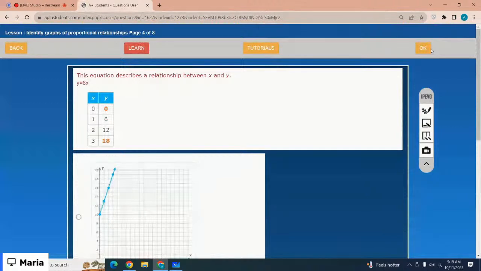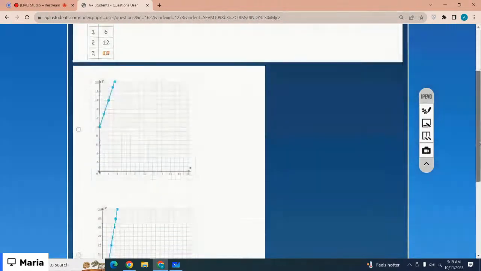Okay, the equation describes the relationship between x and y equals 6x. The values are 0, 0, 1, 6, 2, 12, 3, 18. So which is the correct option? See, this is graph 1 and this is graph 2. Which is the correct option? 1 or 2?